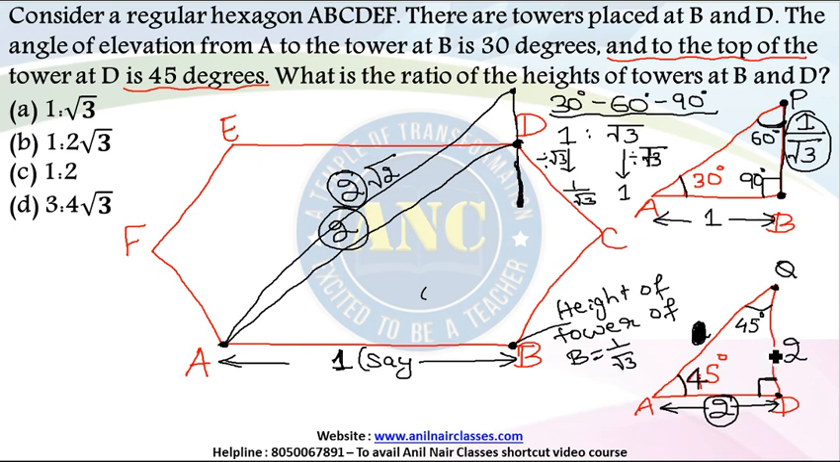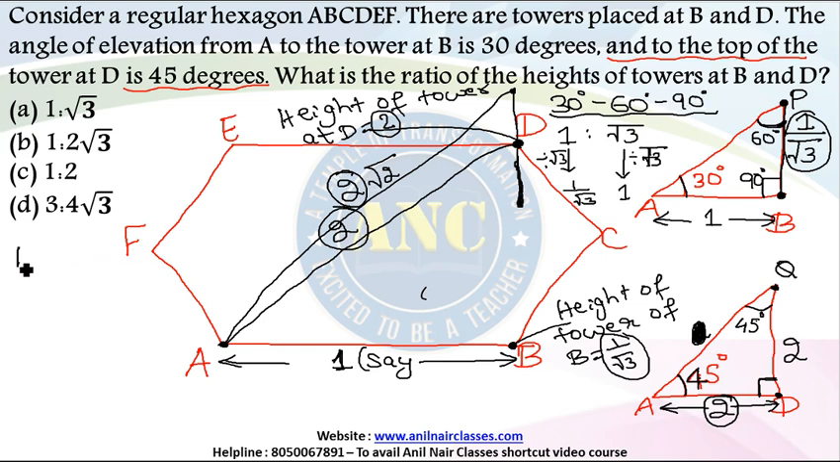That means the height of the tower which is placed at point D is nothing but 2 units. This is nothing but 1 by root 3, and this is nothing but 2. They are asking you the ratio of the heights of the towers at B and D. HB divided by HD is 1 by root 3 divided by 2, which is 1 is to 2 root 3. That should be the answer, which is option B.